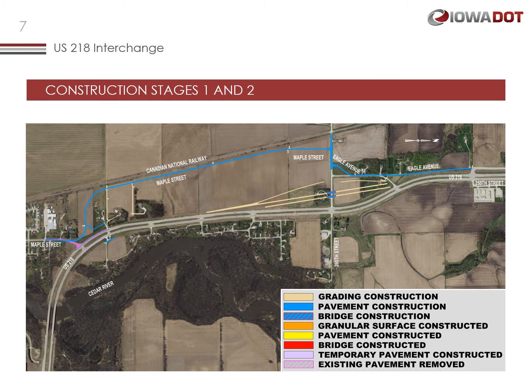In the first and second stages of construction, traffic on US 218 will not be affected. Work will include grading and paving of the new US 218 lanes and Eagle Avenue and Maple Street extensions. Construction of the new bridges over 260th Street will also begin.